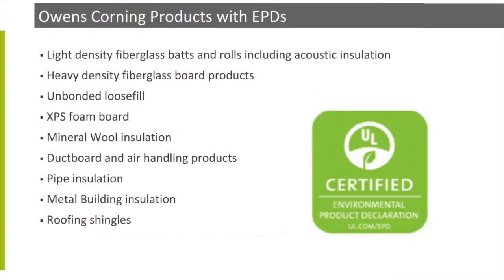So Owens Corning has many products with environmental product declarations, and here's a general list of those. We also have guides, matrix guides, to guide you to the different credit areas for LEED and how all of our products contribute to those. So next time we'll be talking about the product disclosures for sourcing of raw materials and material ingredients.